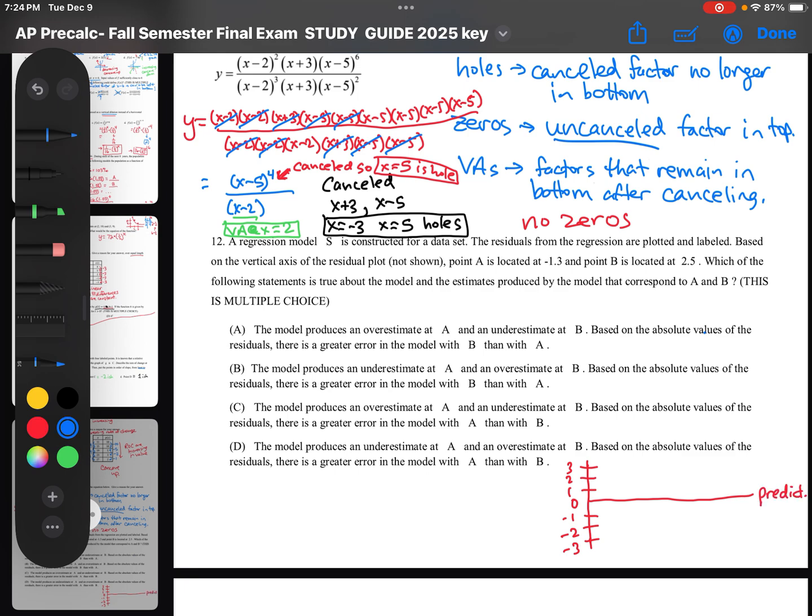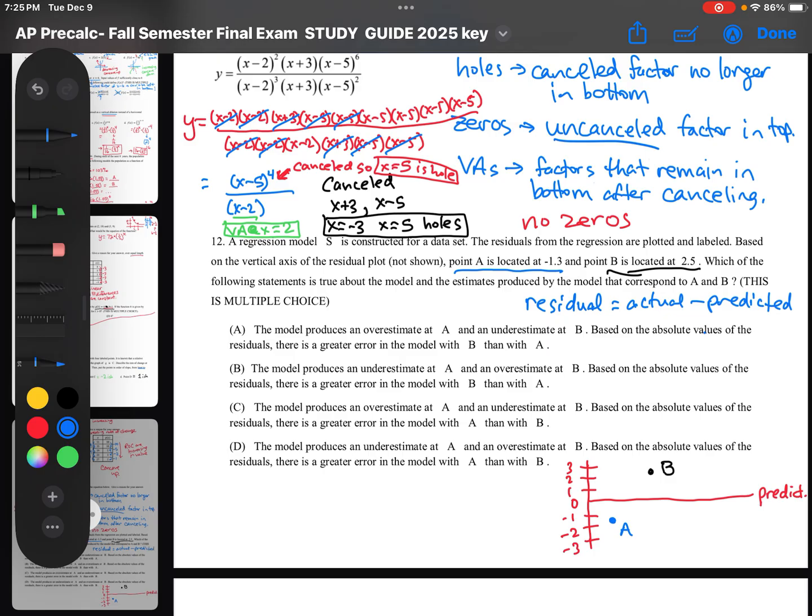So what they're saying here is point A is located at -1.3. So point A is about right there somewhere. And point B is going to be located at 2.5. So B is going to be up here somewhere. We want to know which one is an underestimate and which one is an overestimate. You have to remember that residual is equal to actual minus predicted.